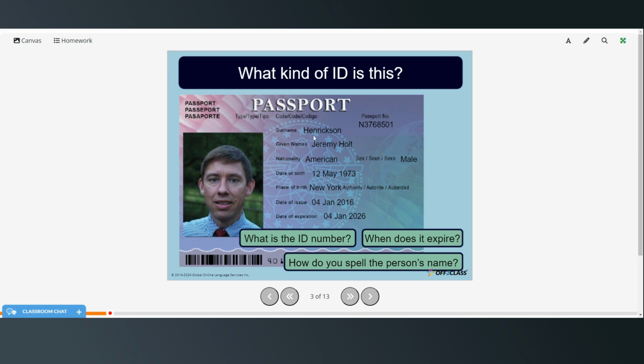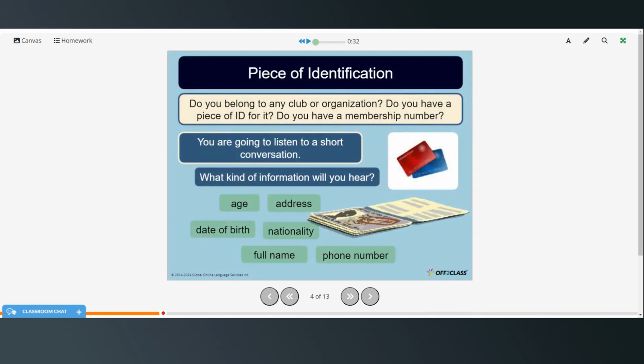All right. Next, do you belong to any club or organization? Do you have a piece of ID for it? And do you have a membership number? So we're going to listen to a short conversation, and I want you to think about what kind of information do you think you will hear? Age, address, date of birth, nationality, full name, and phone number.